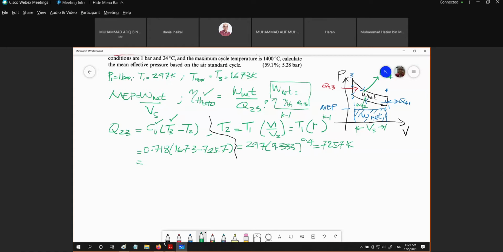680.16. Kilojoule. Kilojoule or kilojoule per kilogram? Guys, kilojoule or kilojoule per kilogram?